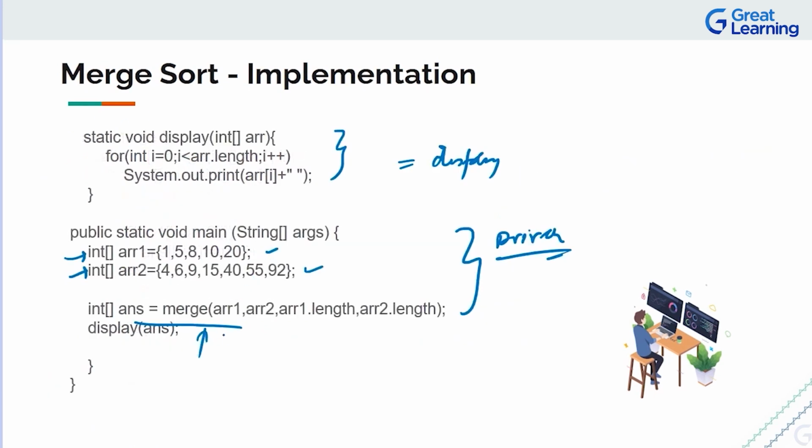So we are directly calling merge, and we are passing the arrays and the lengths of these two arrays. Finally we are displaying the answer array, which is there because we are returning something from this function and storing it in this array, and then we are printing out all the sorted elements in our answer array. So this is your driver function. Now let's try to implement it.